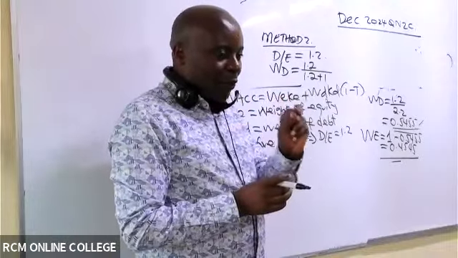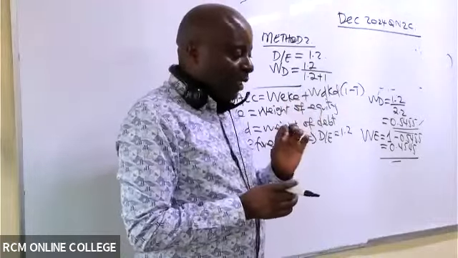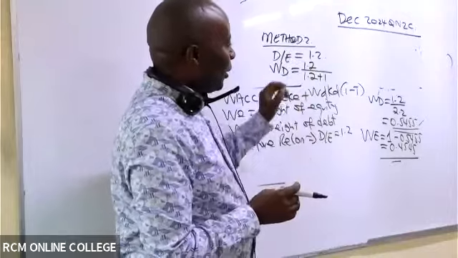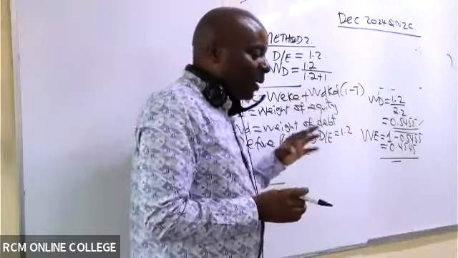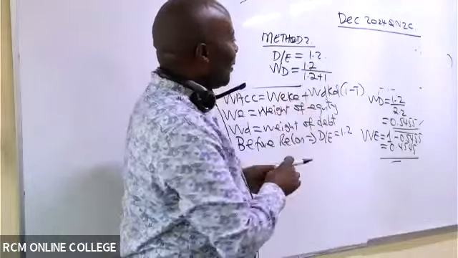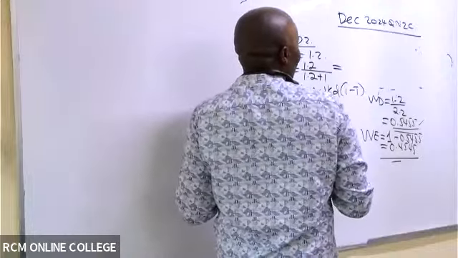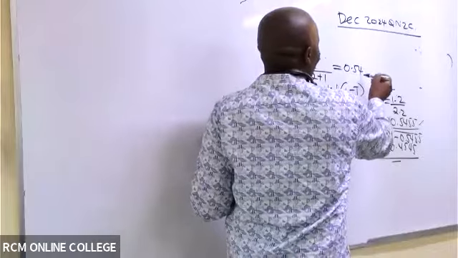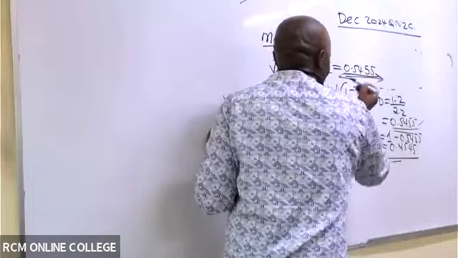Whenever you are given debt to equity, to convert this to weight of debt, not weight of equity, you always take the number, divide by the same number, but add 1. We normally say mark it up by 1. So this one will end up giving me 0.54.